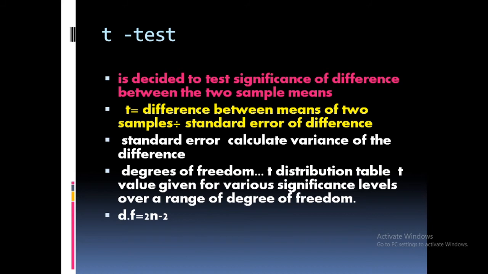That degrees of freedom is usually calculated by 2n minus 2. Clear? N is the number of observations in the sample. So by using that equation you can find out the degrees of freedom, that is 2n minus 2. Understood? Then you will get a t value by applying the equation: difference between means of two samples divided by standard error of difference.